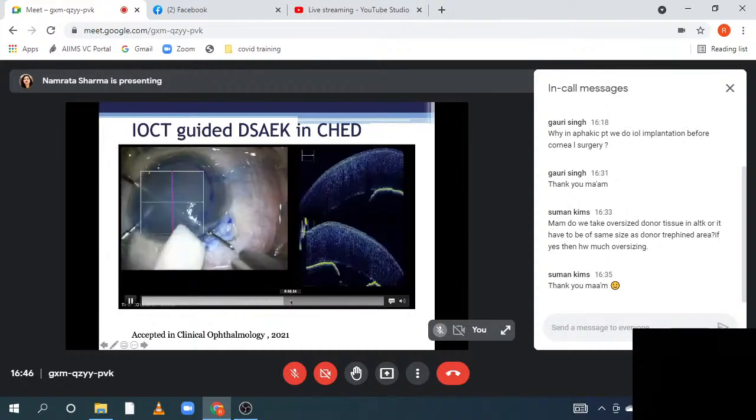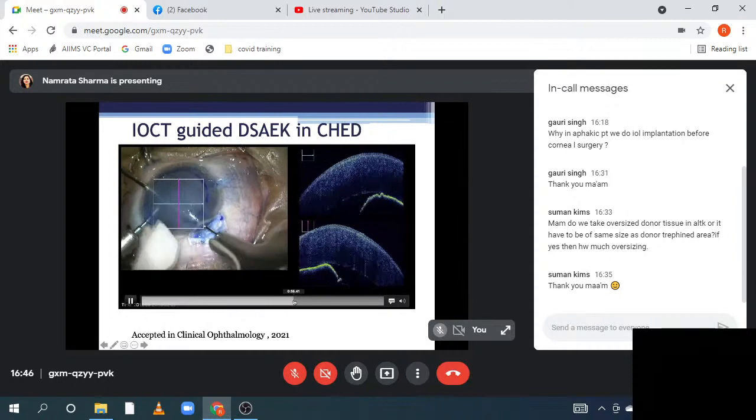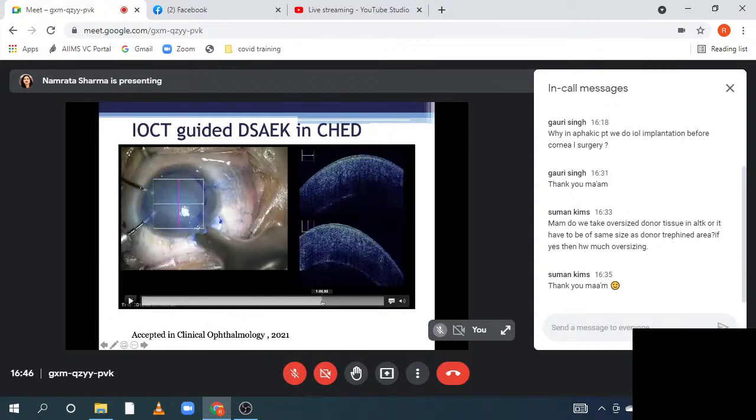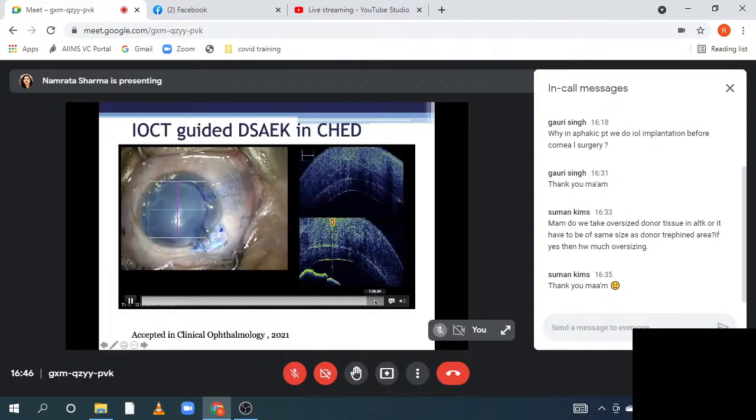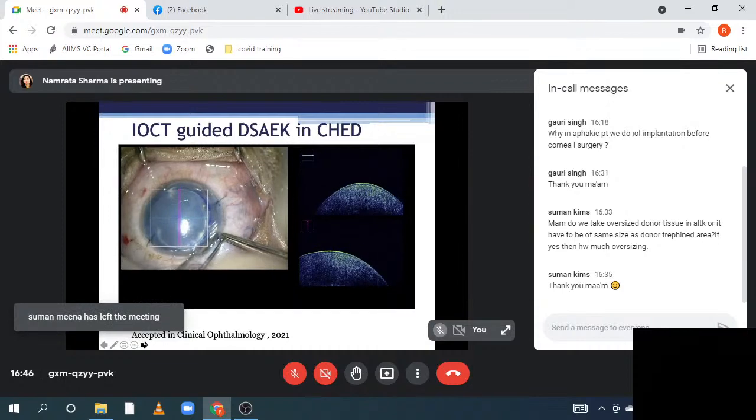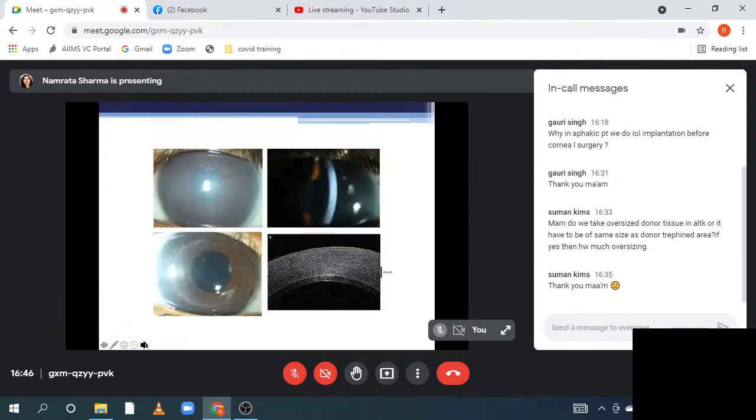And after you've removed these Desmet's membrane tags, again, on the Busin glide, this is loaded, the graft is pulled, and the air is injected. And just as you inject air, you can see the graft stuck to the back of the cornea. Now this again is going to be published in Clinical Ophthalmology. This is the case that I showed you, and it does look clear. Over a period of time, it will only get better.